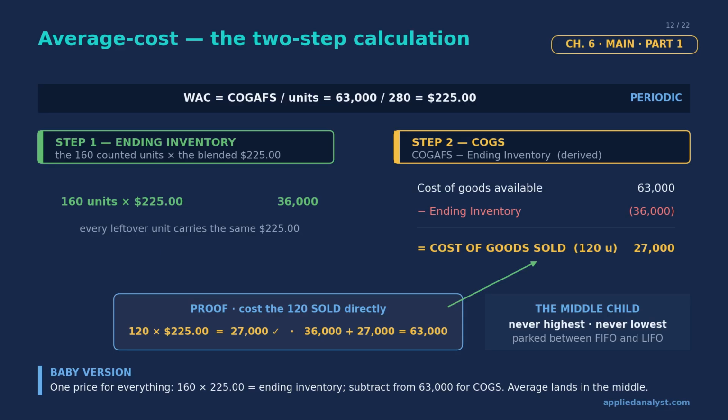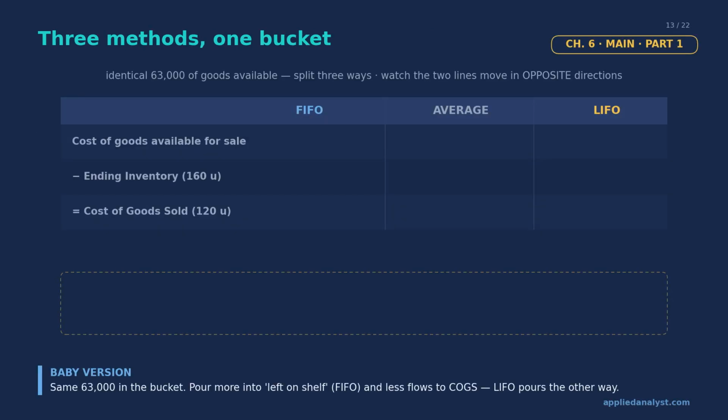So now, let us make that difference impossible to miss. We are going to put all 3 methods side by side, and then we will look closely at exactly what moved. Here they all are on one board, the 3 stories we built, side by side at last. Cost of goods available for sale, identical across all 3. 63,000, exactly like I promised at the schedule.